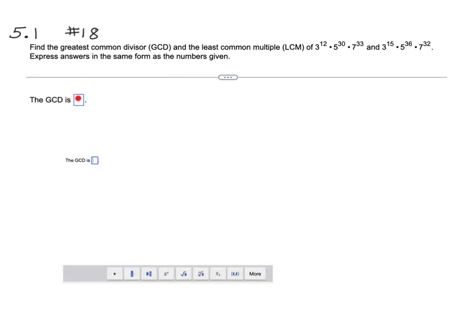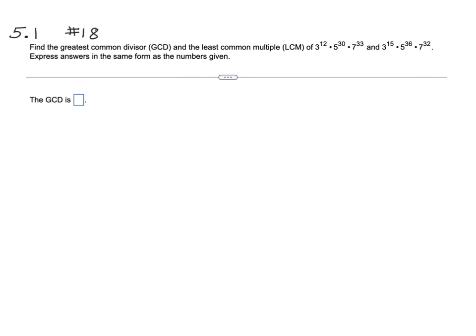Please note that when you click in this box, a palette like this will appear below. You can use this option here to enter exponents, and you can use this to separate things that are being multiplied together. So when you go to enter your answer, you'll have to use this and this down here to express it in exponential form.